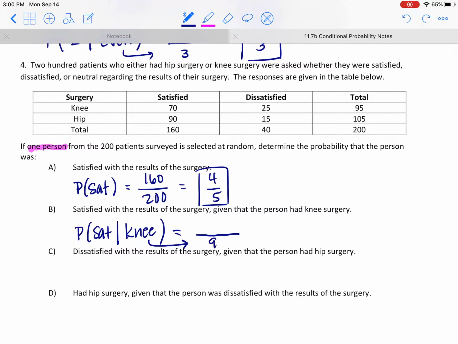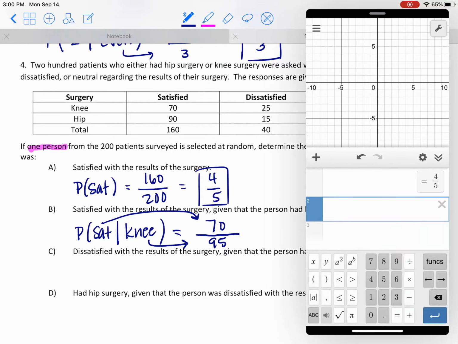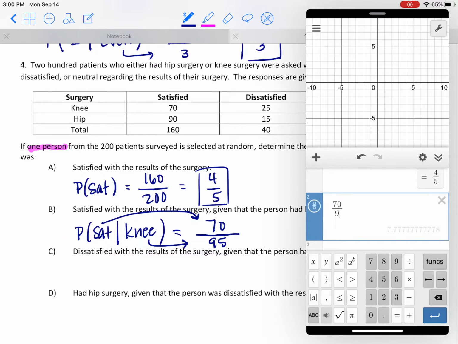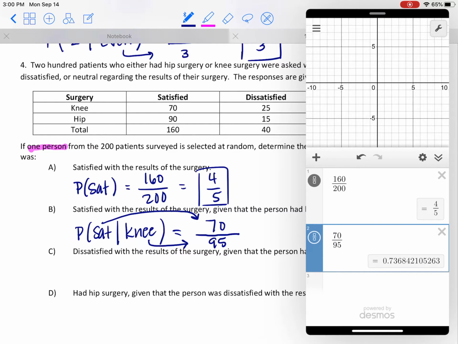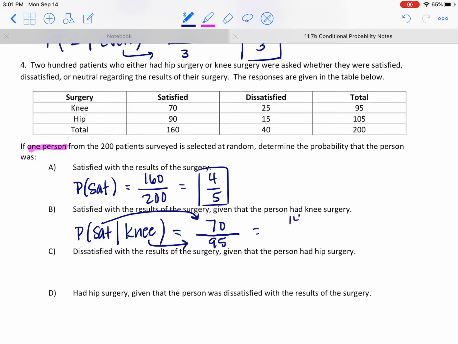So out of the 95 people that had knee surgery, how many were satisfied? 70 of them. 70 out of the 95. So 70 out of the 95 is our probability. And again, we can let the calculator do our reducing. 70 out of 95 becomes 14 out of 19. So 14 out of 19. Okay, let's try that again.